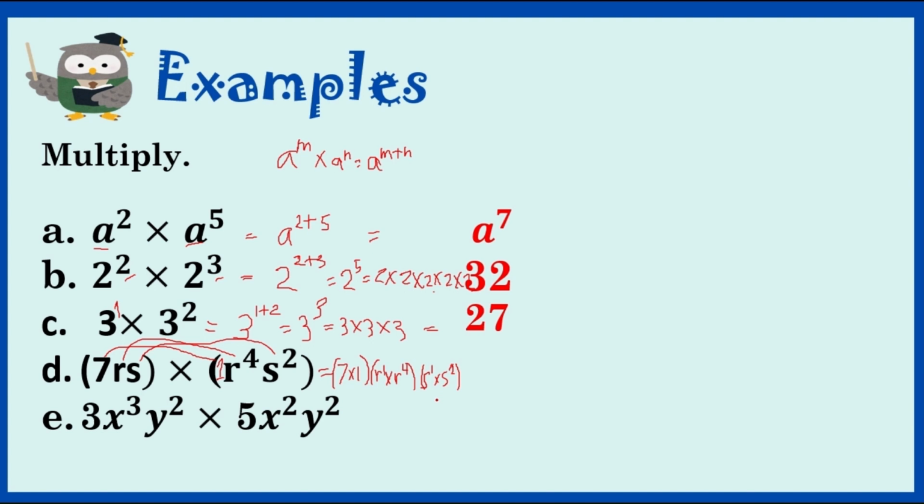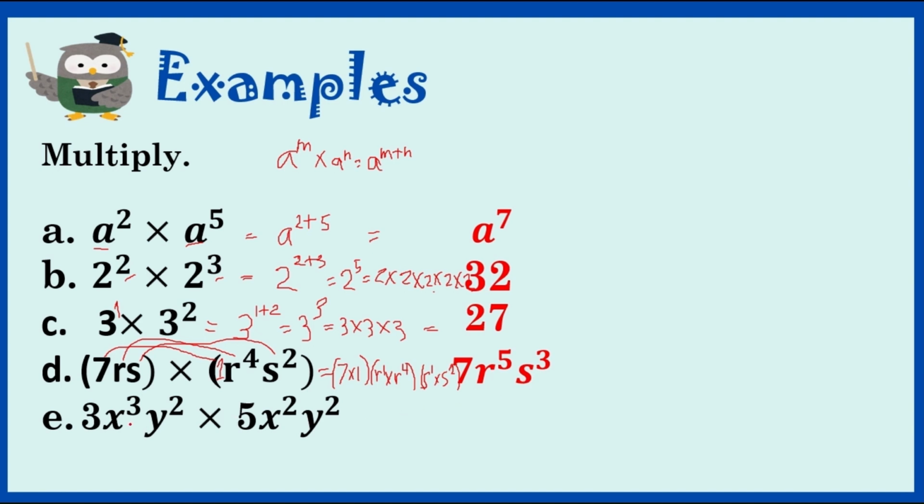So, makukuha natin ang 7r raised to 5 s cube. Paano nangyari yan? Kasi nga 7 times 1, that is 7. Tapos r raised to 1 times r raised to 4, that is r raised to 5, kasi 1 plus 4, di ba? Ikakopy mo lang, they have the same base. 1 plus 4, that is 5. And then s raised to 1 and s squared, that is 1 plus 2, that is 3, and then that is s cube.